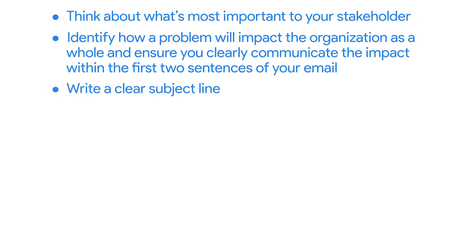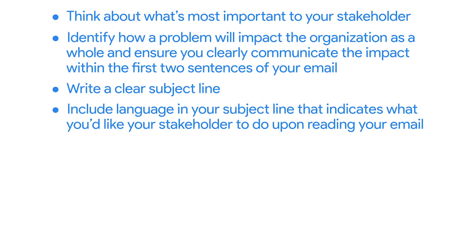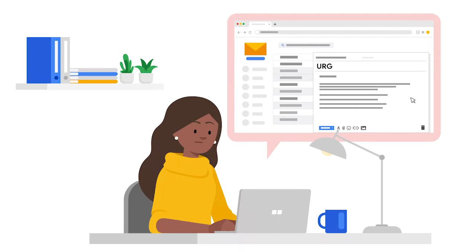Once you've determined what's most important to your stakeholder, you'll be better prepared to draft an effective email. Remember to write a clear subject line that briefly states what your email is about. It's also helpful to include language in your subject line that indicates what you'd like your stakeholder to do upon reading your email. Do you need them to review a document you've attached to the email? Try adding the words "please review" to your subject line. Is this an urgent email that you need a quick response to? Then you might try adding the word "urgent" to the subject line.